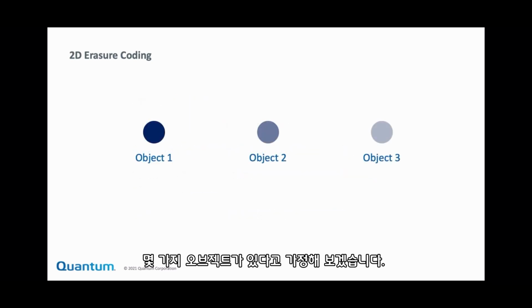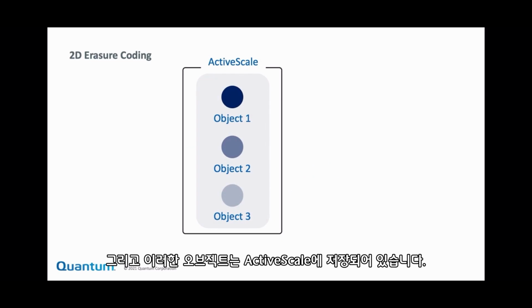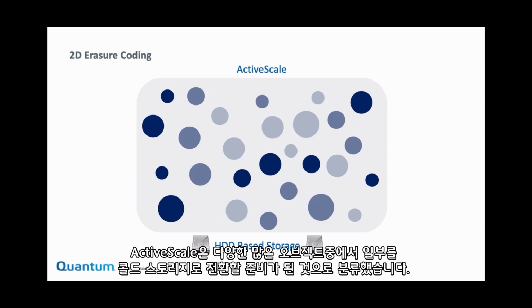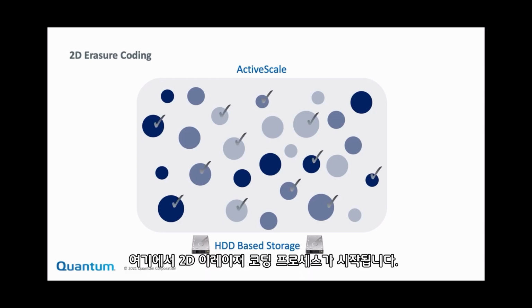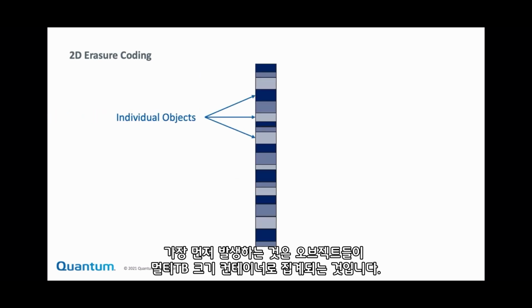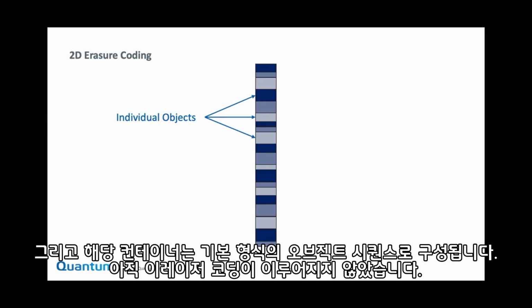Let's say you have some objects, and these objects are in ActiveScale, along with many others. And ActiveScale has identified some of these objects as ready to transition to cold storage. This is where the 2D erasure coding process starts. The first thing that happens is the objects are aggregated into multi-terabyte size containers. So that container is made up of a sequence of objects in their native form. No coding has taken place yet.